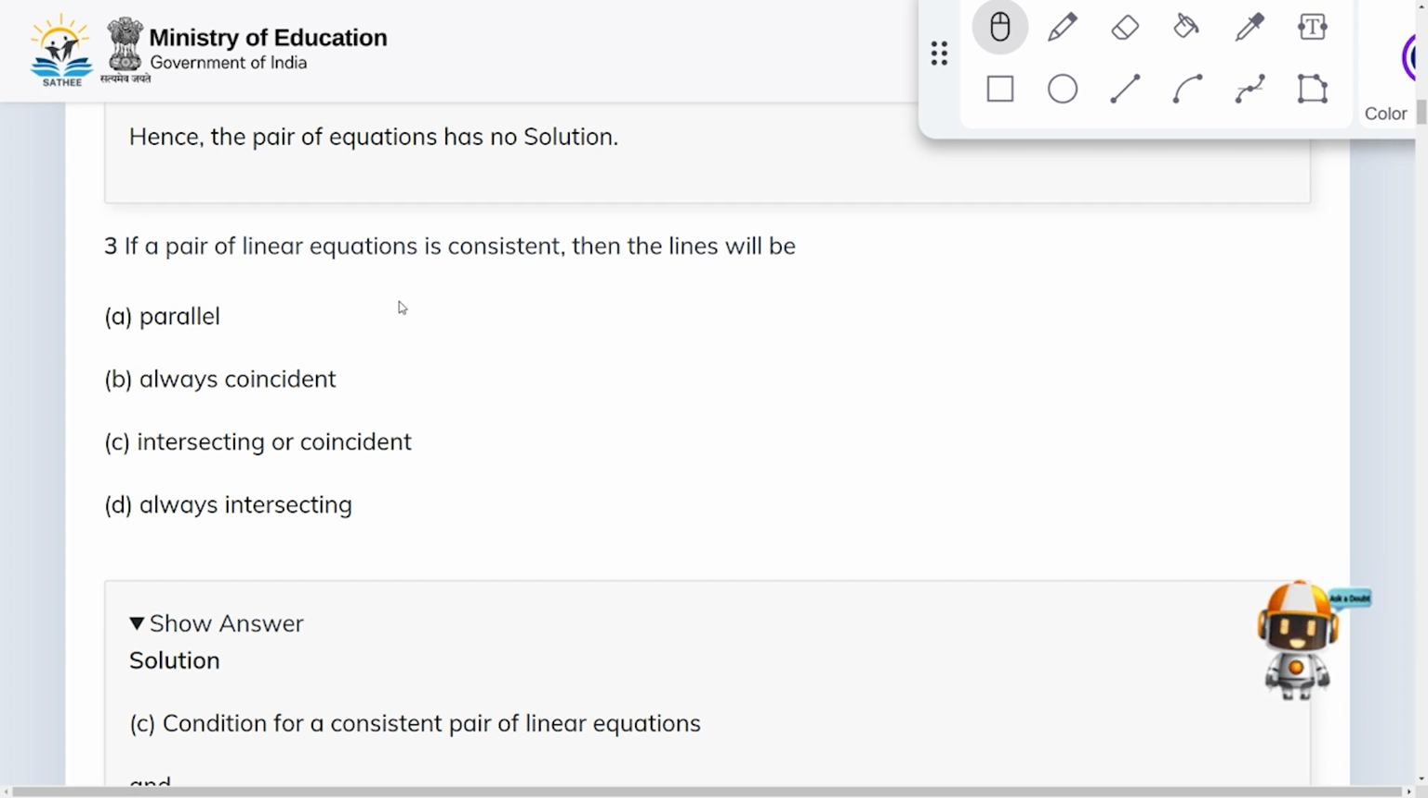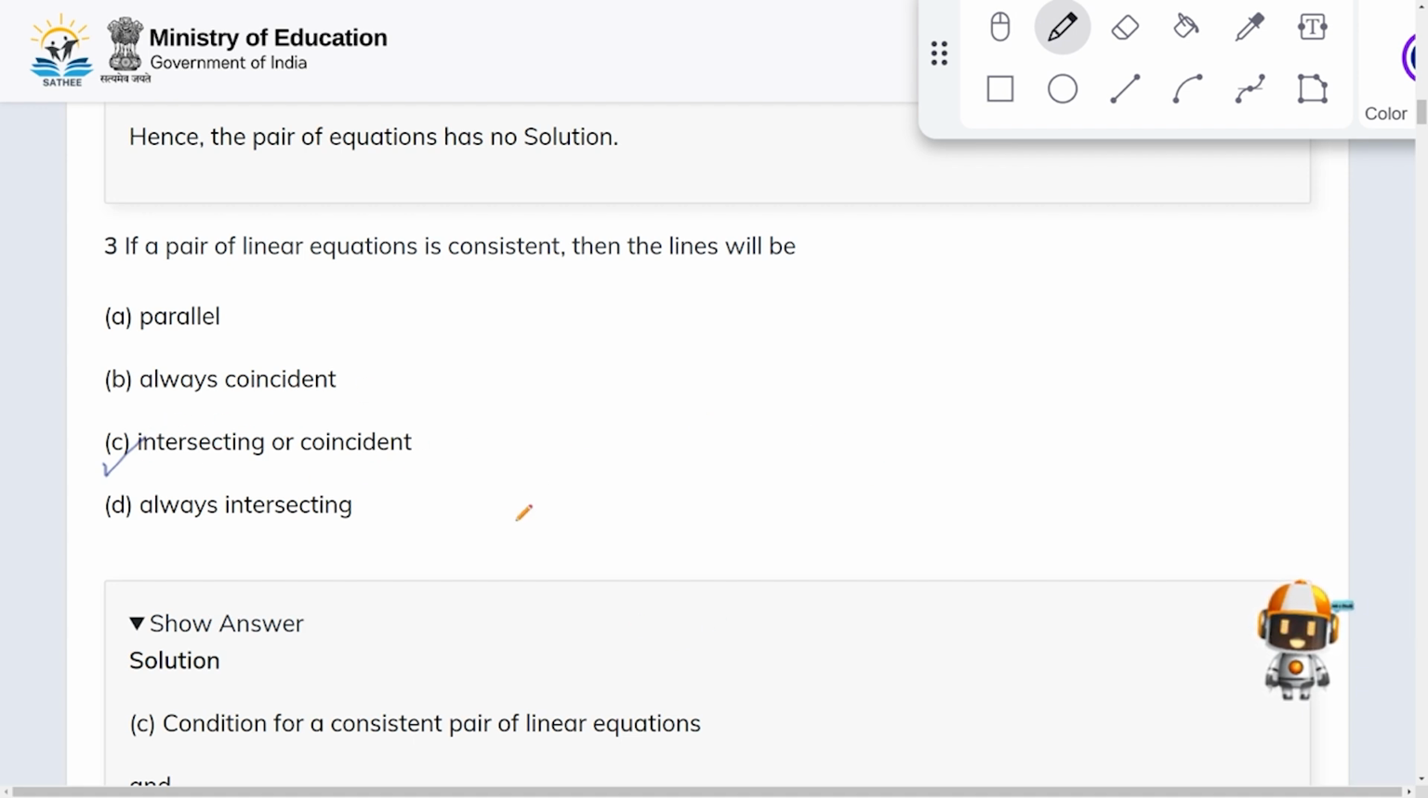Okay, so in these two cases we get at least one solution. Okay, so that is why if a pair of linear equations is consistent, then the lines will be intersecting or coincident. Okay, so it is not always coincident, it is not always intersecting, and it is not parallel. So here option number C is actually the right answer. Okay, so here option number C is correct. This is our correct answer.